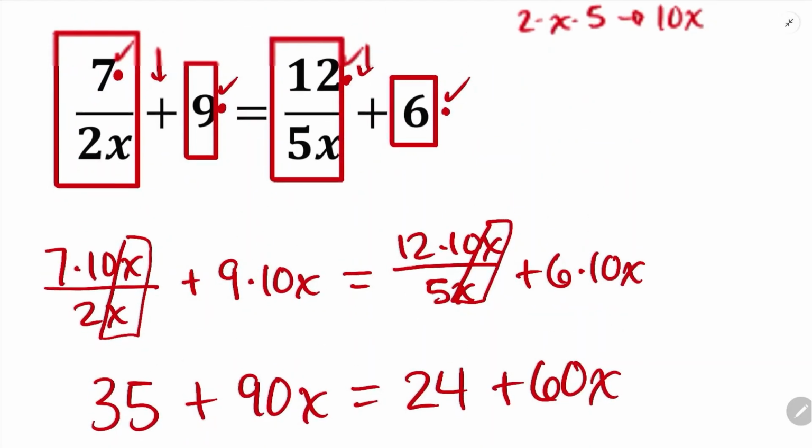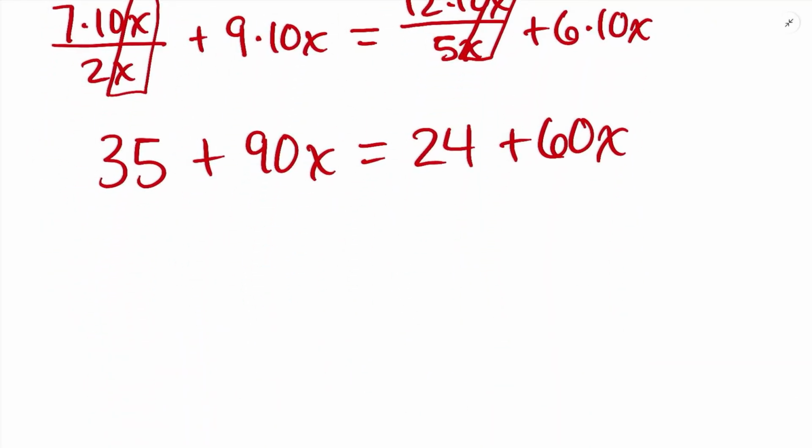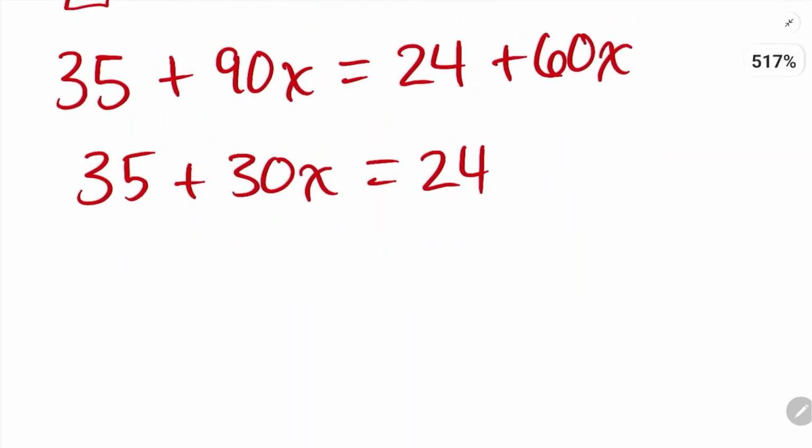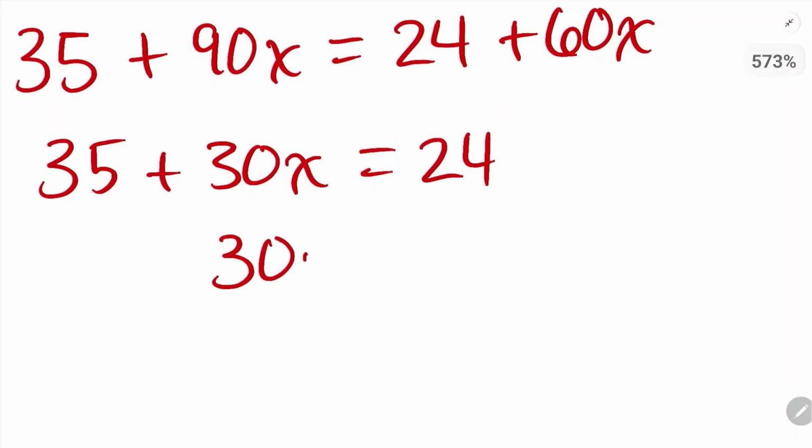Much cleaner. I don't have any fractions to deal with now. I'm on my way to solving still. The next thing I'm going to do is subtract 60x from each side. This is going to become 35 plus 30x. I reduce that side by 60x. And then the other side, I've got the number 24. Now I'm subtracting 35 from both sides. So this side is going to become 30x when I subtract 35 from that side. On the other side, I've got 24. And if I subtract 35 from that, I get negative 11. So this side is negative 11.